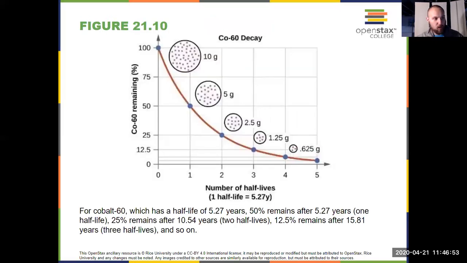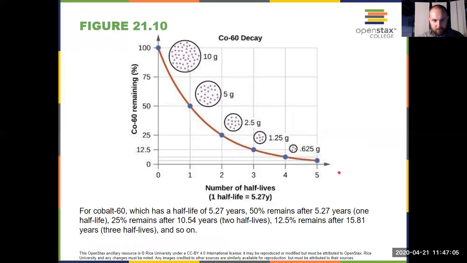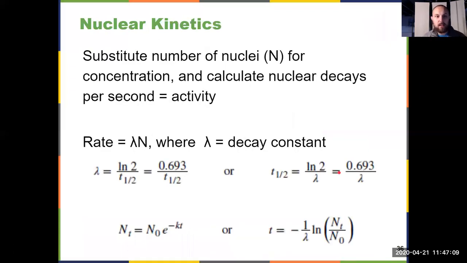And this is what that looks like. Here's the decay of cobalt-60. Okay? That has a half-life of 5.3 years. And we see, right, after 5.3 years, 1 half-life, we go from 10 grams to 5 grams, and then it halves again, halves again, halves again. So we can use that to take advantage of nuclear kinetics, which follow the same kinetic principles we introduced before.